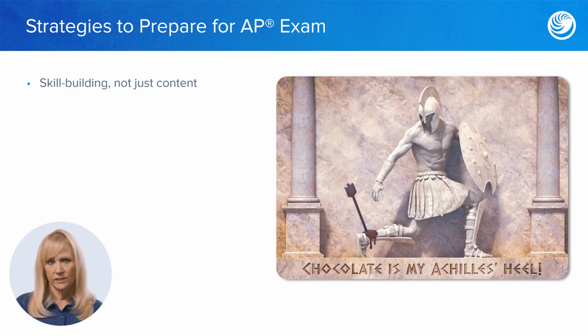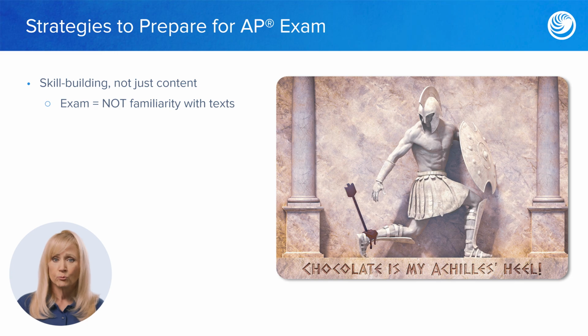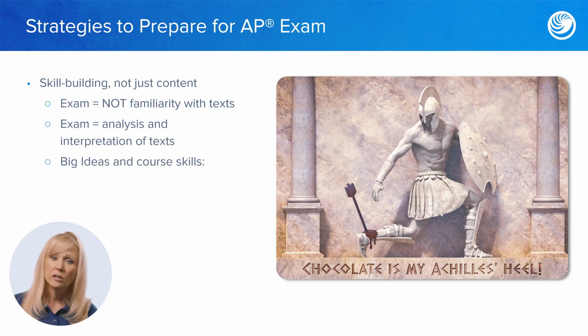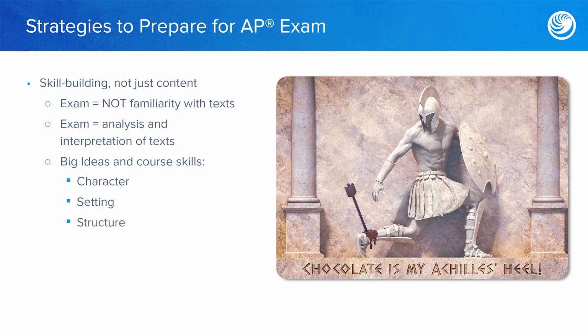5, focus on skill building, not just content. It is definitely important for students to know key texts and literary movements, but the AP Lit exam is really about how well they can analyze and interpret what they read, not just how much they've read. That's why it's so important to focus on building literary analysis skills all year long. Rather than racing through novels and plays, slow things down and give students lots of chances to practice the 6 core AP Lit skills, which the College Board identifies as character, setting, structure, narration, figurative language, and literary argument.